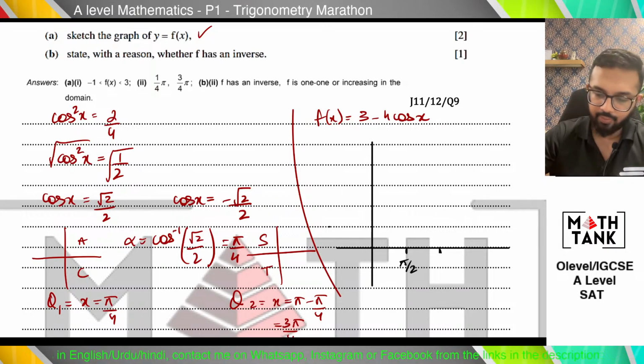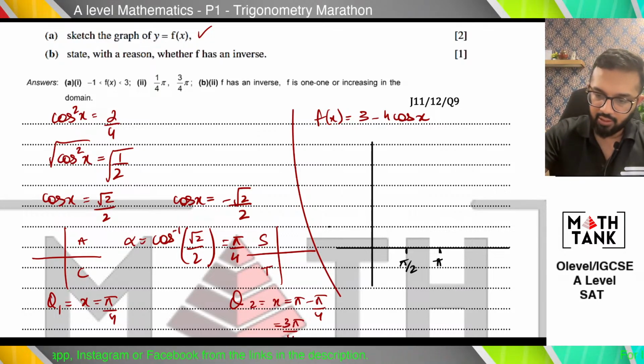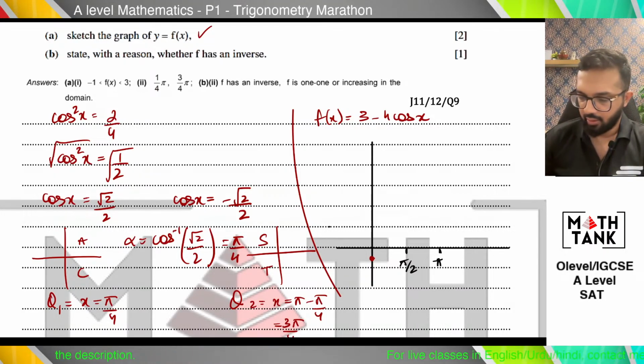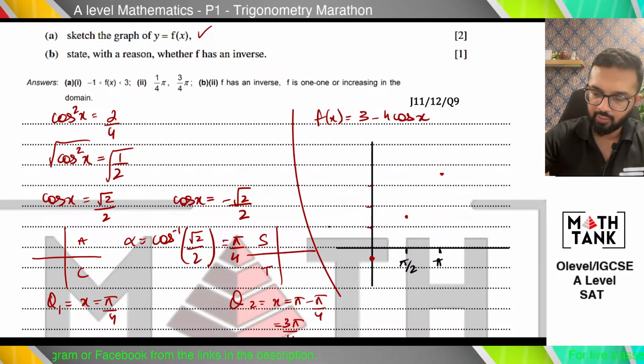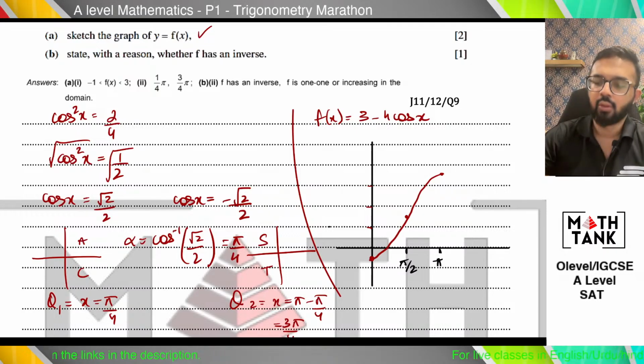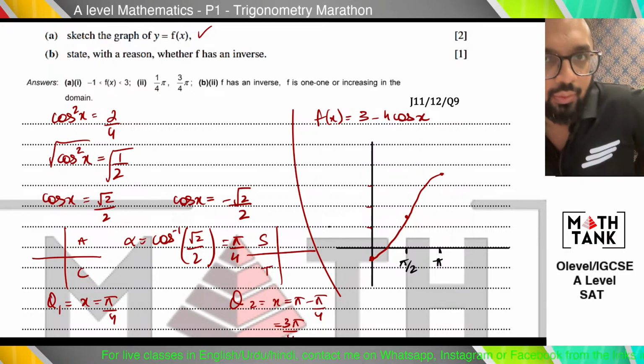At pi over 2 and pi, minus 1, and pi over 2 is 3, so that's 3, and 180 is pi over 7. The graph is going to look something like this. Okay, that's the graph of 3 minus 4 cos x, and it's going to look something like that.